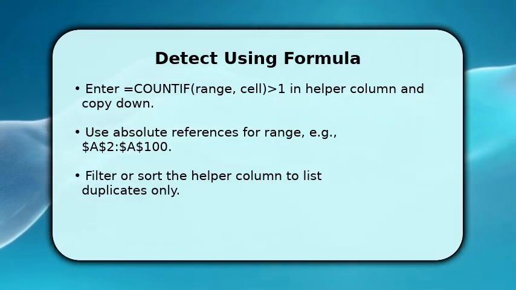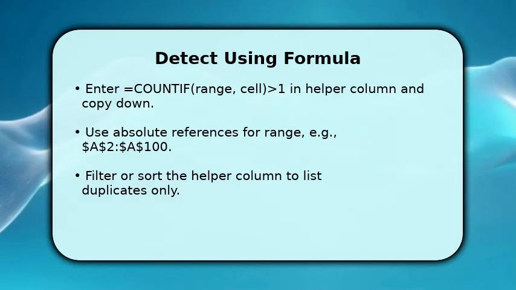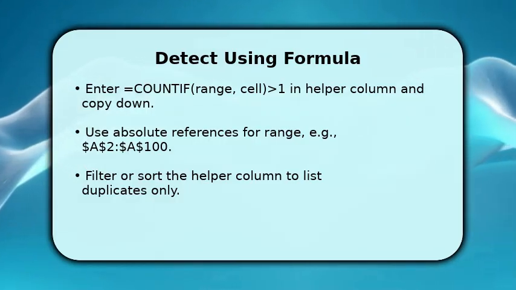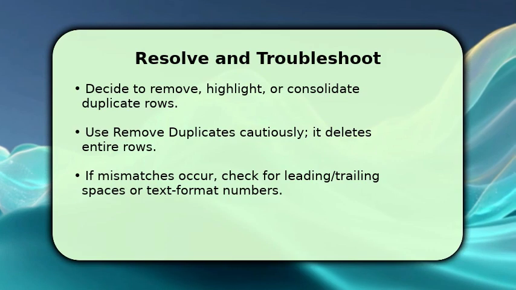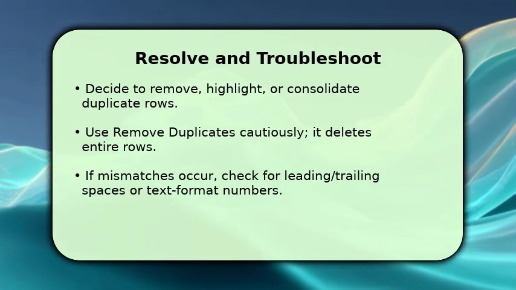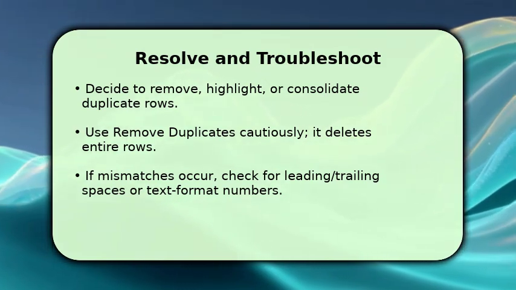Once done, apply a filter on the helper column or sort to bring true values together, and you'll have a concise list of duplicates to review and act on. To finish, decide whether to delete duplicates, highlight them for manual review, or consolidate entries.